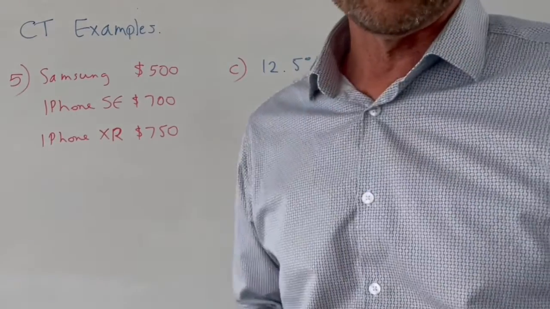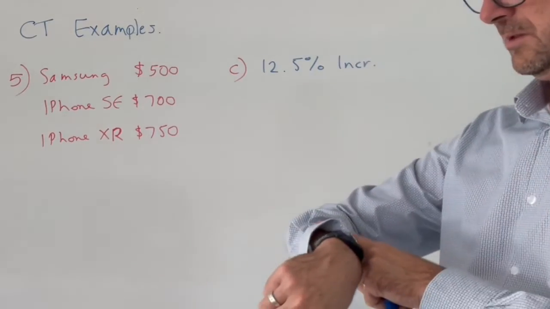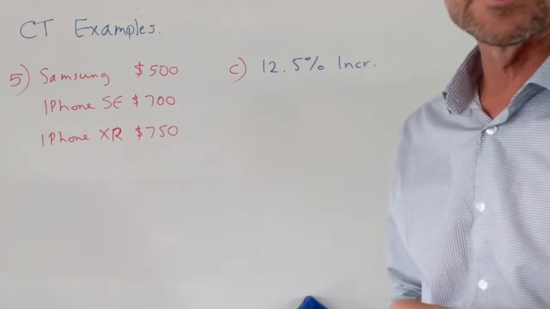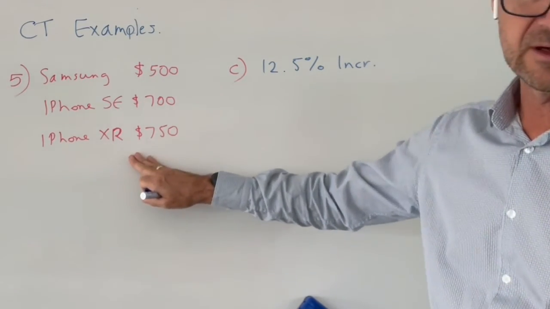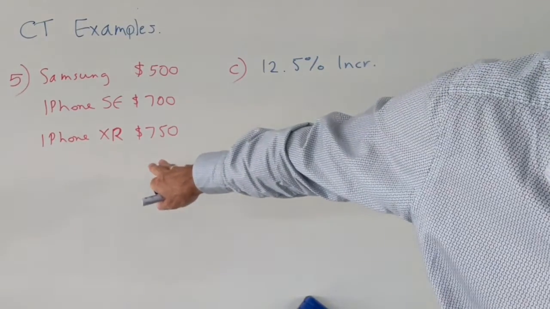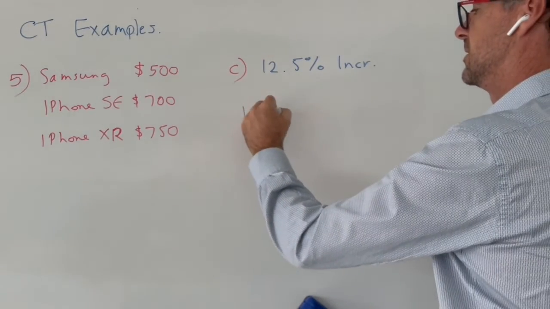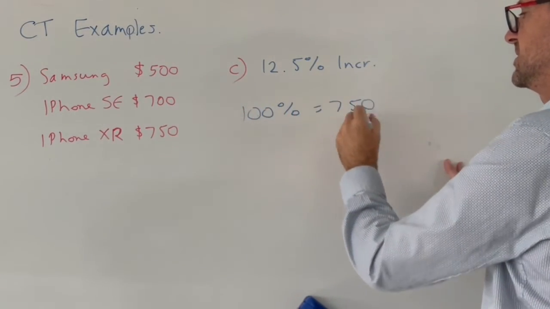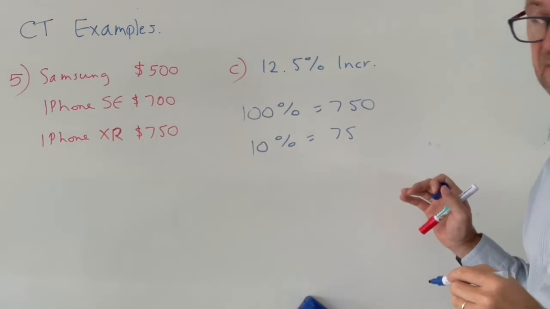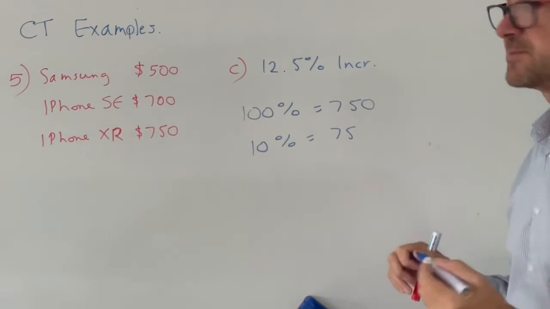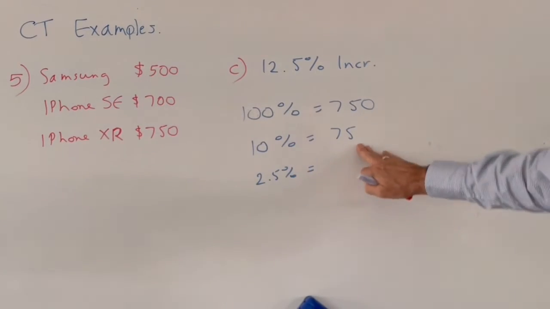Okay, so let's start that one again. Question 5C looks at a 12.5% increase on the iPhone XR, 750. So what we're looking at here is the idea that 100% equals 750, so therefore 10% equals 75. And so 12.5% is made up of 10% plus 2.5%, which is effectively a quarter of that.